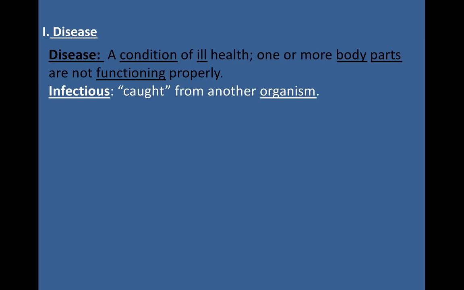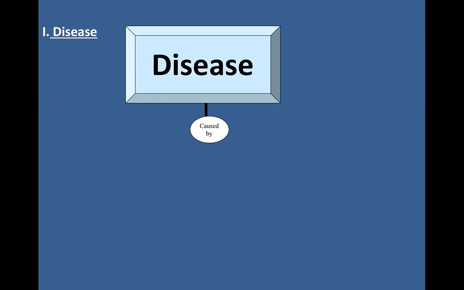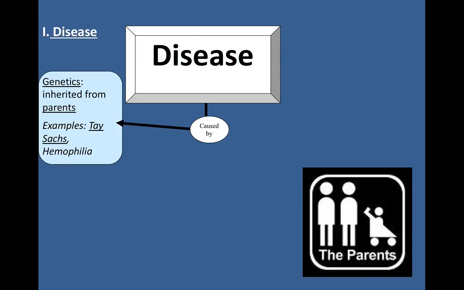Now, the word infectious, when used with the word disease, is talking about something that can be caught from another organism. We might use the word contagious to describe this as well. Not all disease is infectious. We have different kinds of disease. So if you look at the flow chart that you have next, we're going to talk about 4 main causes of disease. The first one we learned about earlier this year, and that is your genetics.